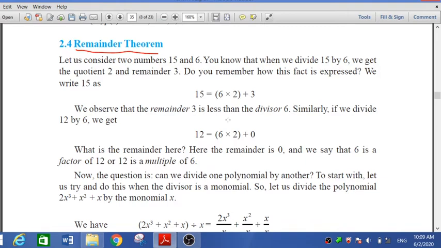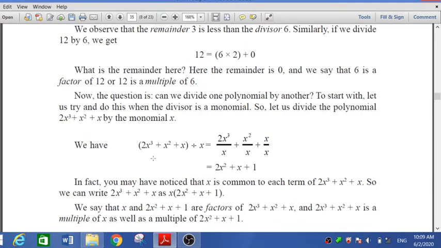But before we start the remainder theorem, we have to go to the 8th standard, that is how we can divide a polynomial by a polynomial. One polynomial divided by another polynomial, that we have to start today. First of all, one polynomial is given here: 2x cube plus x square plus x divided by x. So 2x cube divided by x plus x square divided by x plus x divided by x. So the answer is 2x square plus x plus 1.